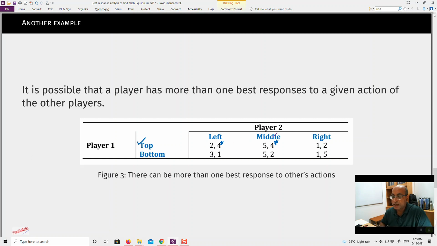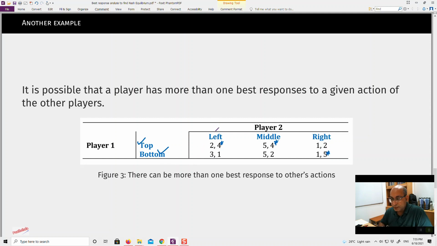These are left and middle. When player 1 is playing bottom, player 2 playing left gets 1, playing middle gets 2, playing right gets 5. So right actually outnumbers every other response. So right is the best response of player 2 against bottom by player 1.